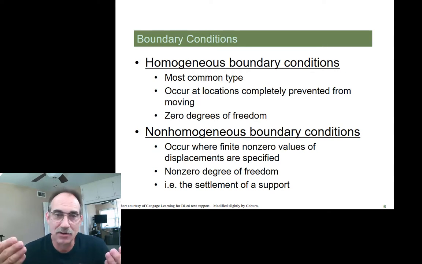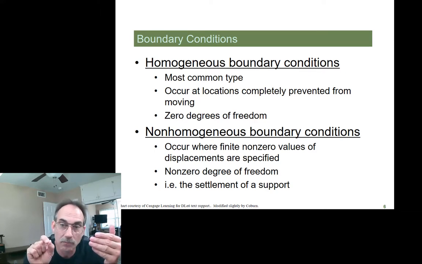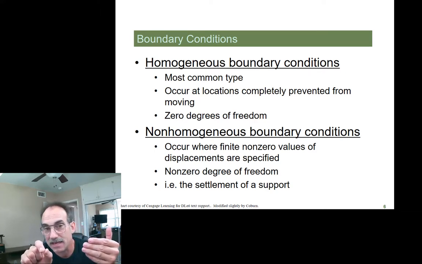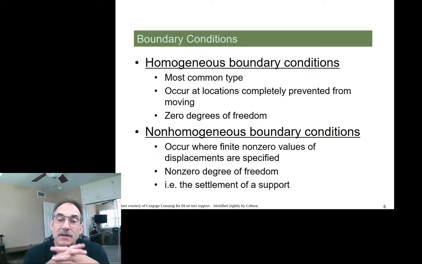A non-homogeneous boundary condition is one where, let's say, the node is not constrained from moving, but it maybe has an enforced displacement, or it's only allowed to move a certain amount. This makes the problem a little bit harder.